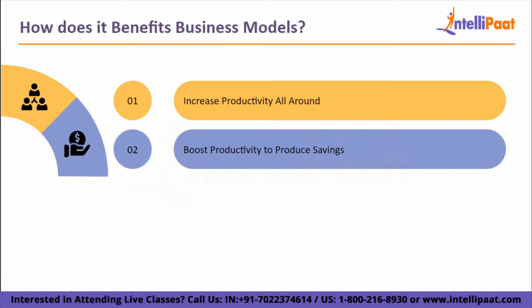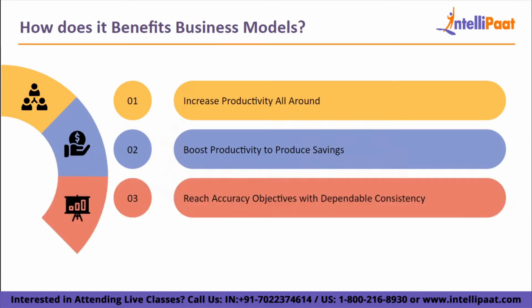And the next one that we have is reach accuracy objectives with dependable consistency. What if human error was no longer a factor in some of your company's most crucial workflows? Accounts payable mistakes frequently cause real, unforeseen expenditures for a company. A transposed digit in a PO number could cause your team to unintentionally duplicate invoices, resulting in extra payments for your company. When you automate, it's possible to obtain 100% error-free data correctness.